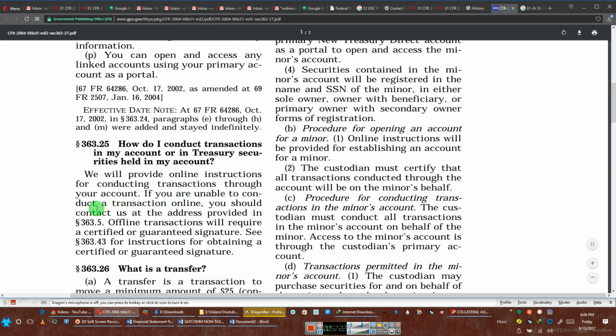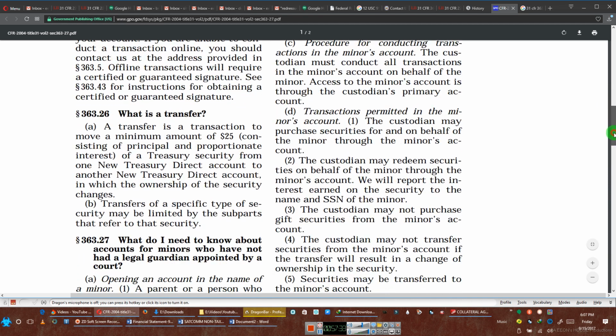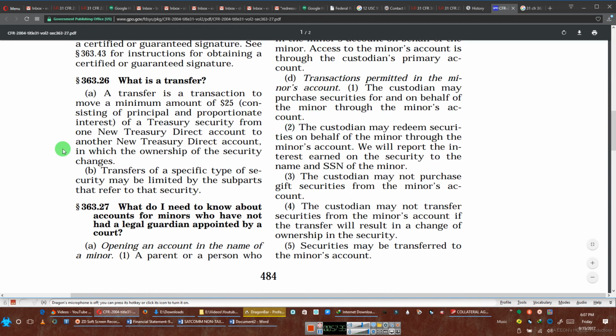If you are unable to conduct a transaction online, you should contact them and work offline. What is a transfer? Like I said, this is talking about transferring from the minor account. And notice what it says.